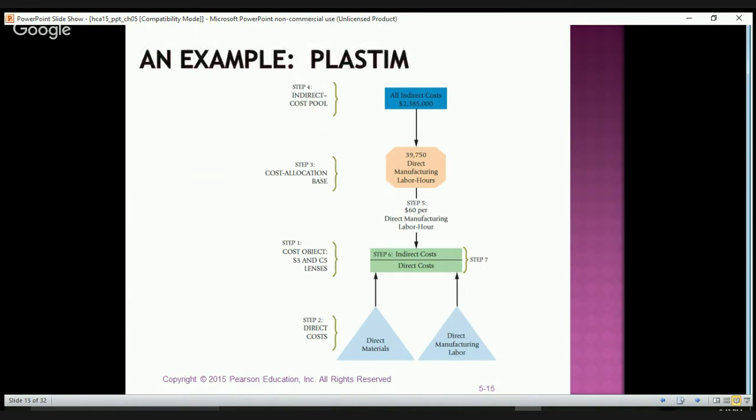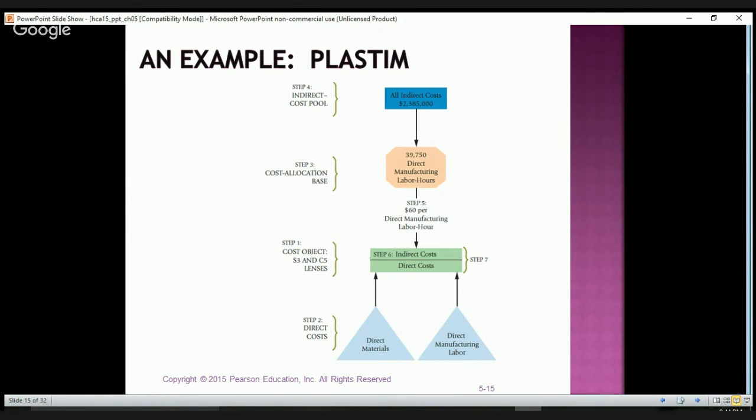Now, in your book, we have the example of Plastim, or I'm not really sure how to say that, but we're going to go with Plastim. Basically, this is a company that manufactures lenses. They have two types of lenses, the CL5 lens and the S3 lens. If you look on page 153 in your book, they start talking about this particular company.